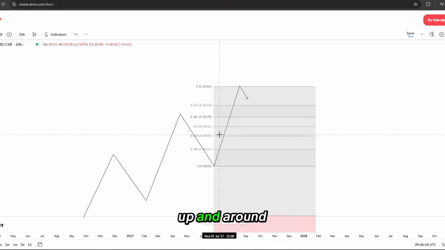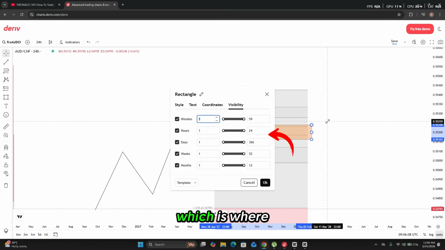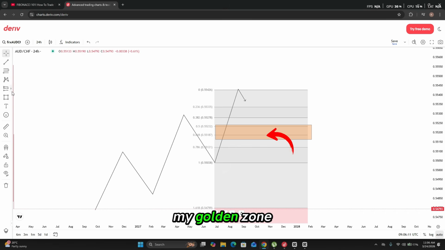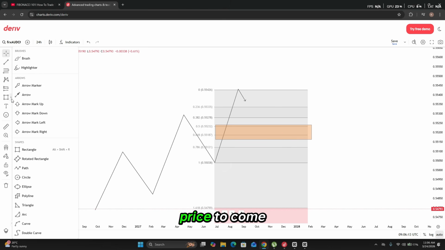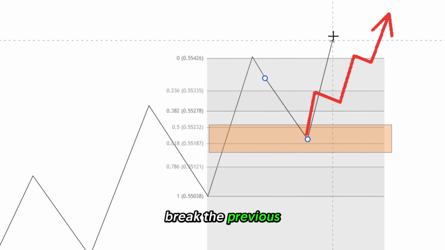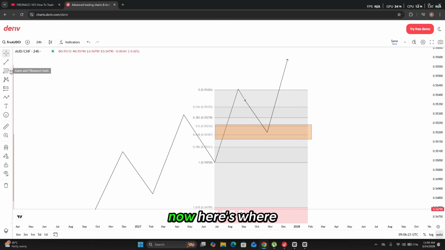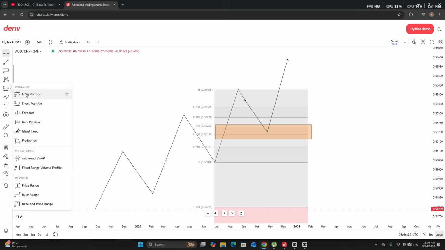Most retracements happen around the 0.50, 0.618 and the 0.71, which is where I just highlighted my golden zone, and I'm expecting price to come in that area and then react in it. As you can see, I'm expecting price to come, react in it, break the previous high, and then continue with the bullish trend.